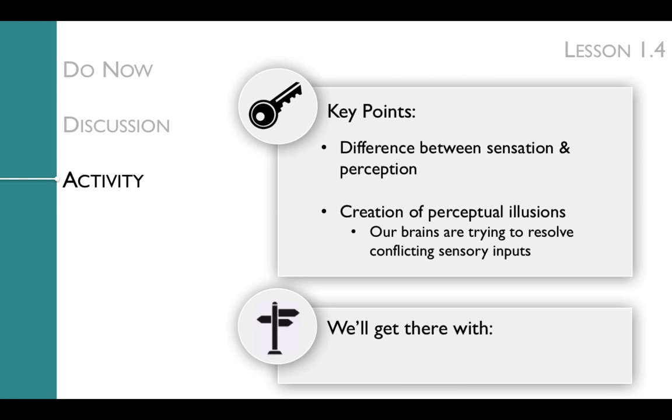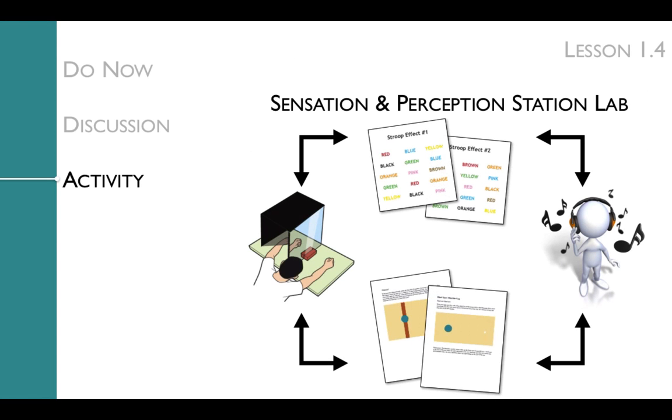We'll get to these key points with a sensation and perception station lab. The lab works best if you have it set up prior to students arriving in the room. For additional instructions on setting it up, please read the setup directions included in the materials folder for this lesson. For the lab, you'll give each student a lab worksheet and divide them into groups. You'll explain to the students that they'll rotate through different stations, and at each they'll experience a different perceptual illusion. Give the students approximately 3 to 4 minutes at each station, and then have them rotate to another station.